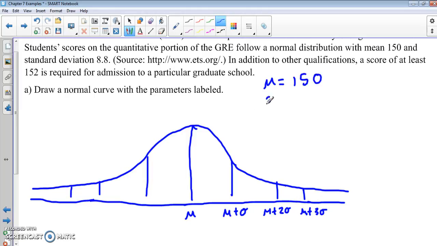And our standard deviation there is 8.8, and we're dealing with a random variable x again. So we're going to subtract here. So mu minus sigma, mu minus 2 sigma, and mu minus 3 sigma. So our mean goes in the middle. So our mean here is 150, and then I'm going to add 8.8.